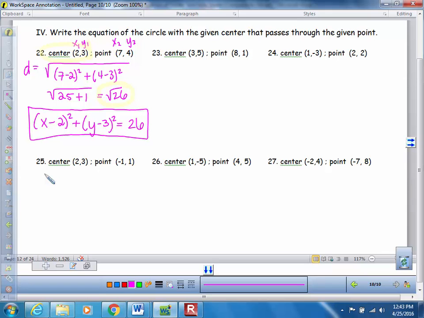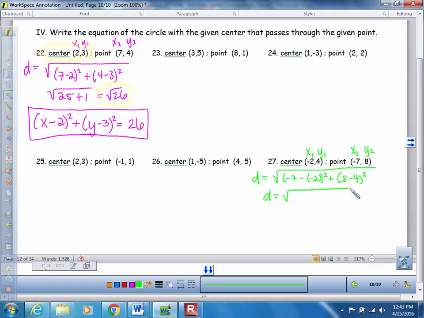Okay, let's try one more of those with some negatives just to make sure we're good with that. So let's look at 27 here. So in 27, the first thing I'm going to do is I'm going to label x1, y1, x2, and y2 so it's easy to plug in and find the distance. So we're finding the distance from the center to the point on the circle. That would be negative 7 minus a negative 2 squared plus 8 minus 4 squared.